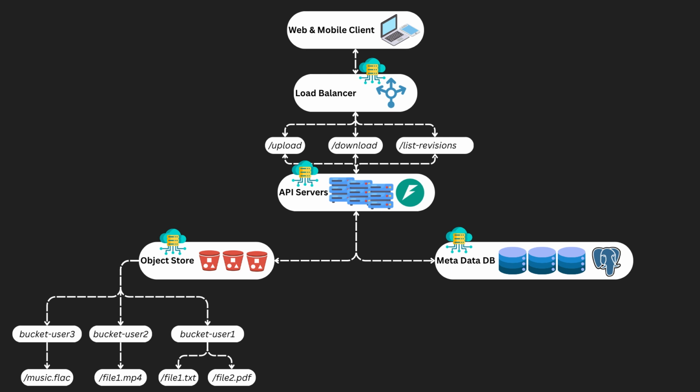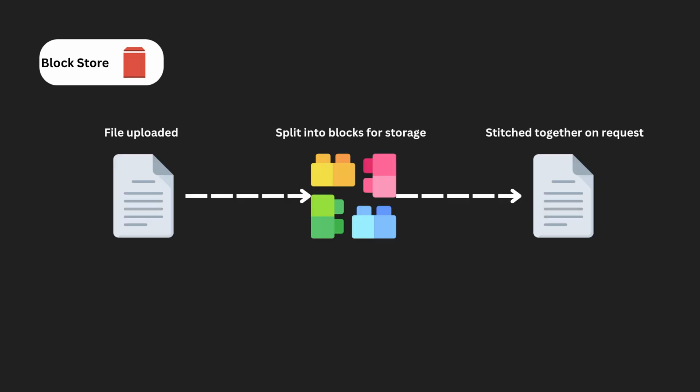However, there is one more problem we need to solve. Large files are computationally expensive to upload and download. They also take a long time to send on the wire. To solve this, we will implement block storage. Block storage is the process of splitting a larger file into multiple equal parts called blocks and storing them individually. When a client requests the large file, the blocks will be stitched back together and sent to the client.